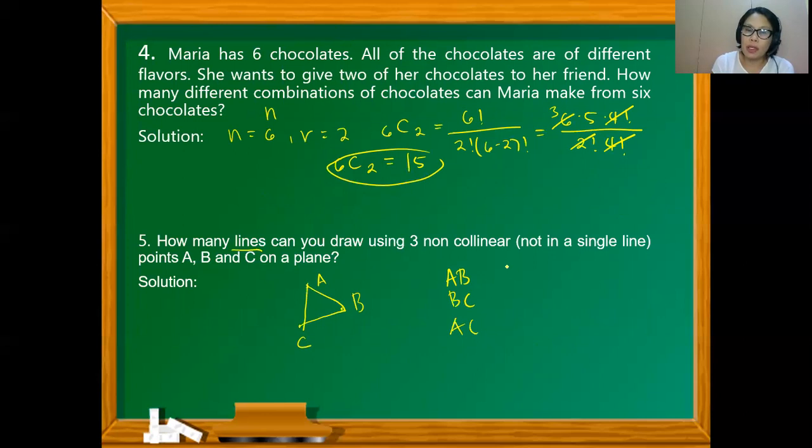So using the formula, this is combination of 3 taken 2. So we have 3 factorial all over 2 factorial times quantity 3 minus 2 factorial. So this is 3 times 2 factorial all over 2 factorial times 1 factorial. So 2 factorial cancels, and we know that 1 factorial is 1. So we have 3. And these are the three outcomes: AB, BC, and AC.